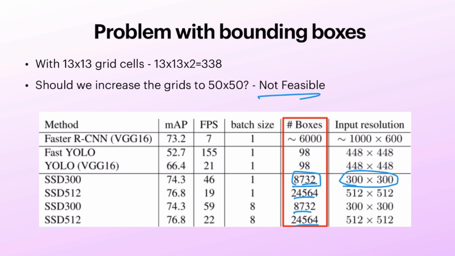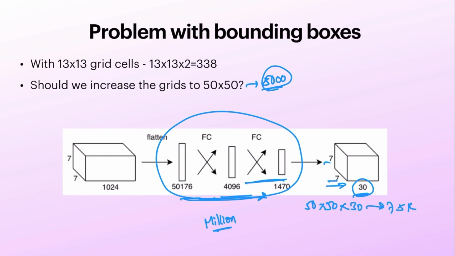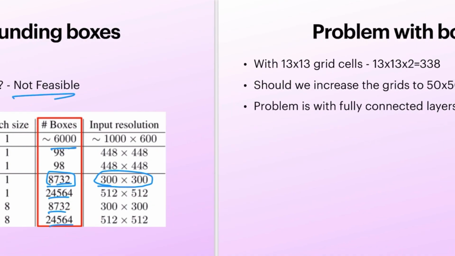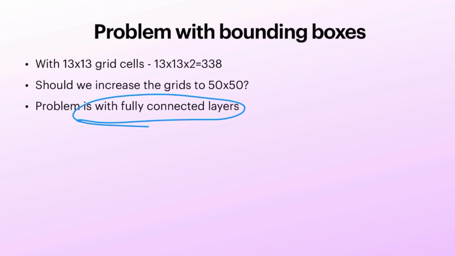They are actually using convolution layers for the predictions. We are using fully connected layers for the predictions in YOLO. But in SSD or Faster RCNN, the actual box predictions happen in the convolution layers, not in the fully connected layers. So the problem is with the fully connected layers. Fully connected layers limit us in the number of parameters to predict.